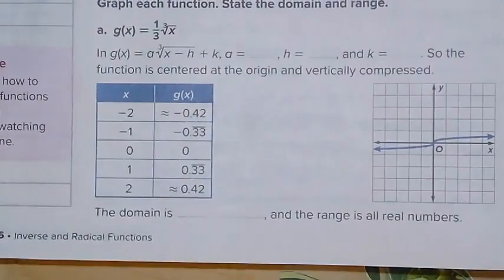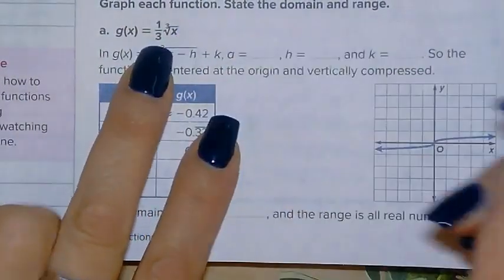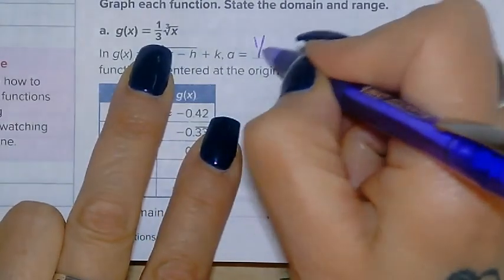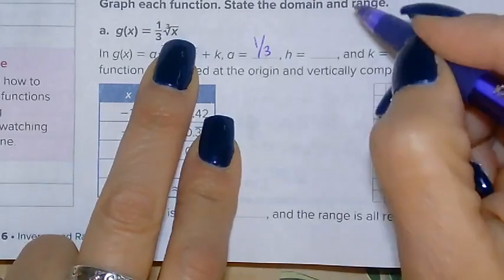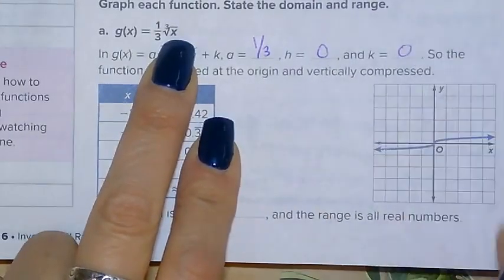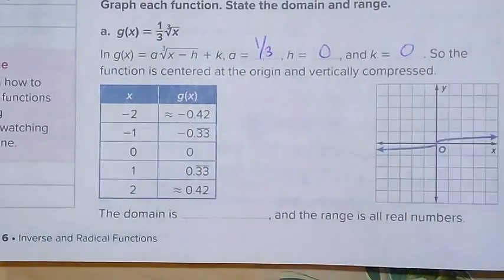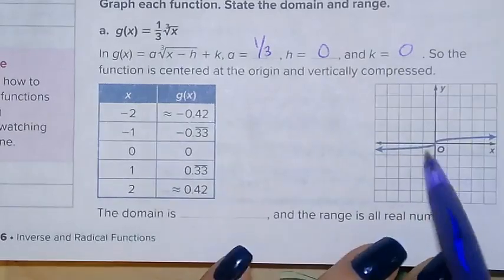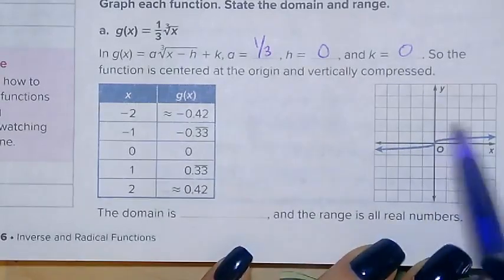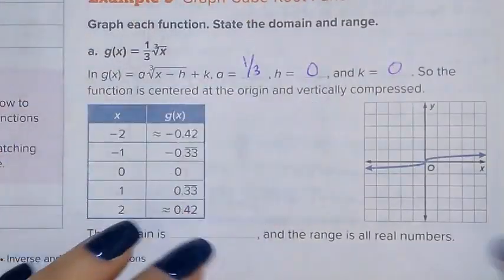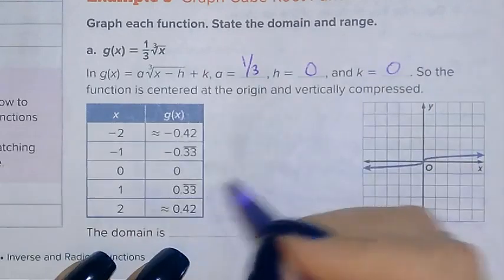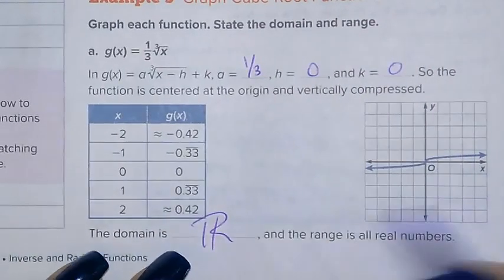Okay, here's my function. It only has one transformation, 1/3. There's no h and there's no k. So what it did was compress it, and you see how narrow this one is compared to this one, because it's 1/3 as tall. The domain is all numbers. Range is all numbers because it is cube root.